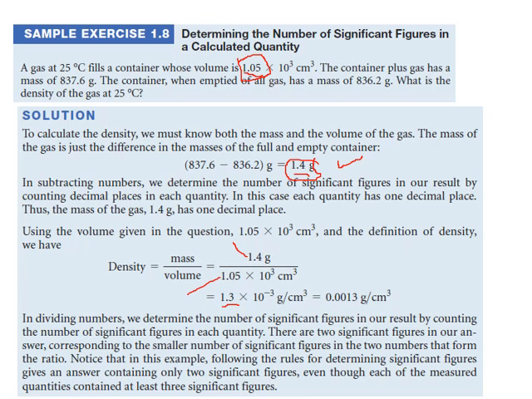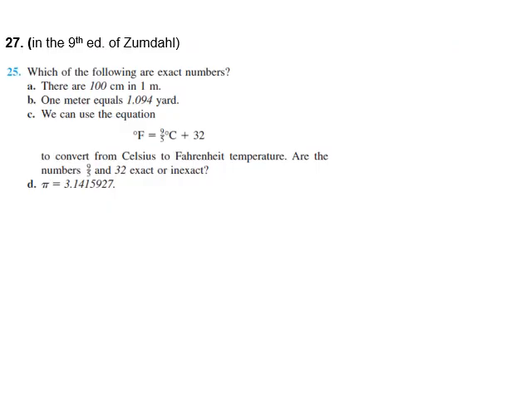All right, so if you have any questions about sig figs or about this problem, just email me. Next slide. Which of the following are exact numbers? There are 100 centimeters in 1 meter. A is an exact number. Okay, so we're assuming that that's exact. And what that means is that we consider it to have an infinite number of sig figs. So you won't use this in limiting your number of sig figs in any of your answers.